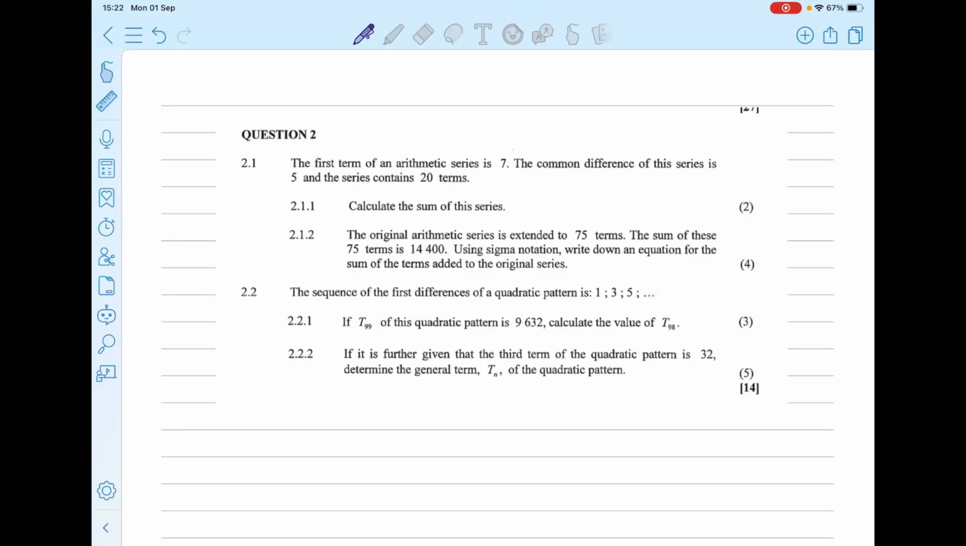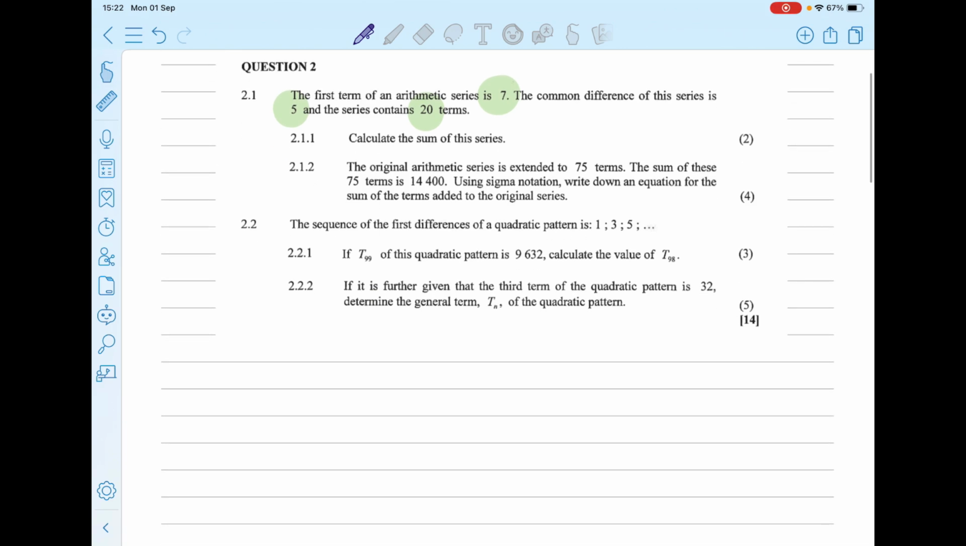Hi there. In today's question, we are looking at question 2, which is from the 2024 November paper 1. All right. So this is a number patterns question, and here we've been told that the first term of an arithmetic series is 7, and the common difference of the sequence is 5, and we're also told that the series contains 20 terms. Okay, so the first question is asking us to calculate the sum of the series.